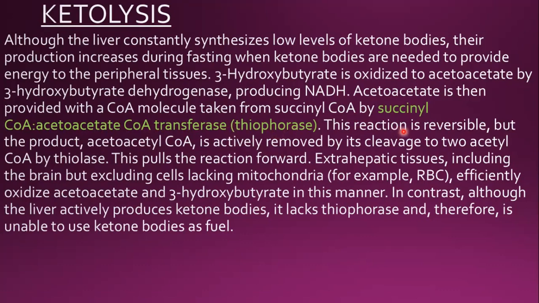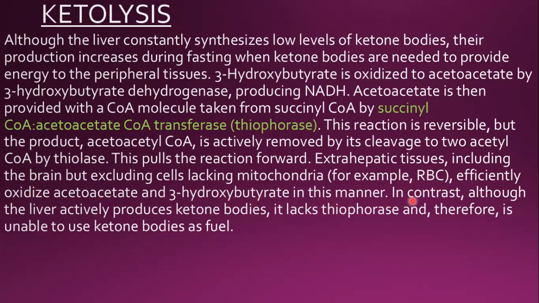And this reaction is reversible. But once we form acetoacetyl-CoA, it is actively removed by cleavage to acetyl-CoA by thiolase. Once you form your acetoacetyl-CoA, it is cleaved immediately to acetyl-CoA. Okay, and this will pull the reaction forward. Now, extrahepatic tissues, including the brain, but excluding cells that lack mitochondria, for example the erythrocytes, efficiently oxidize acetoacetate and 3-hydroxybutyrate in this manner.